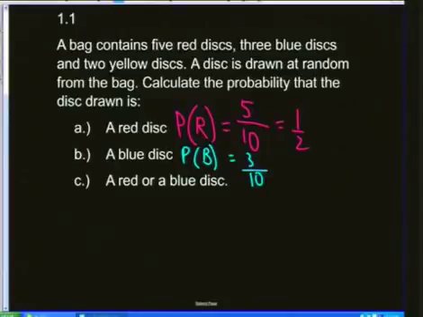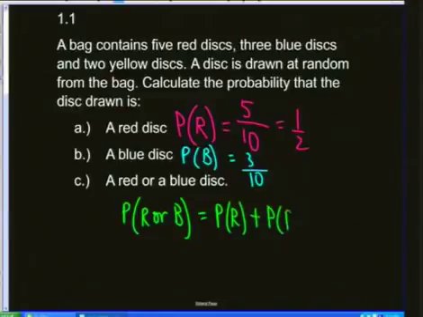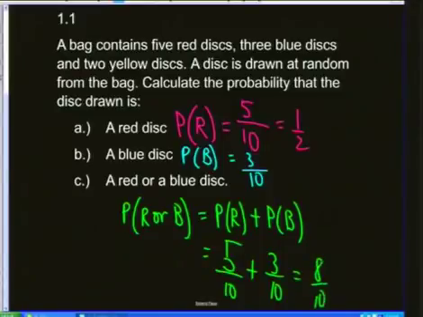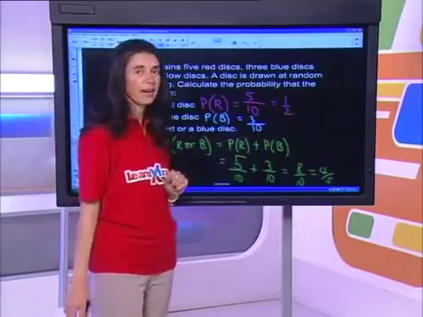And then what about the probability of a red or a blue disc? That means the probability of red plus the probability of blue. So my red probability is 5 in 10, and the probability of blue is 3 in 10. So that is an 8 in 10 chance of picking either a red or a blue disc. So 4 in 5, for example. So mutually exclusive events do not have an intersection, so we don't take away that intersection.